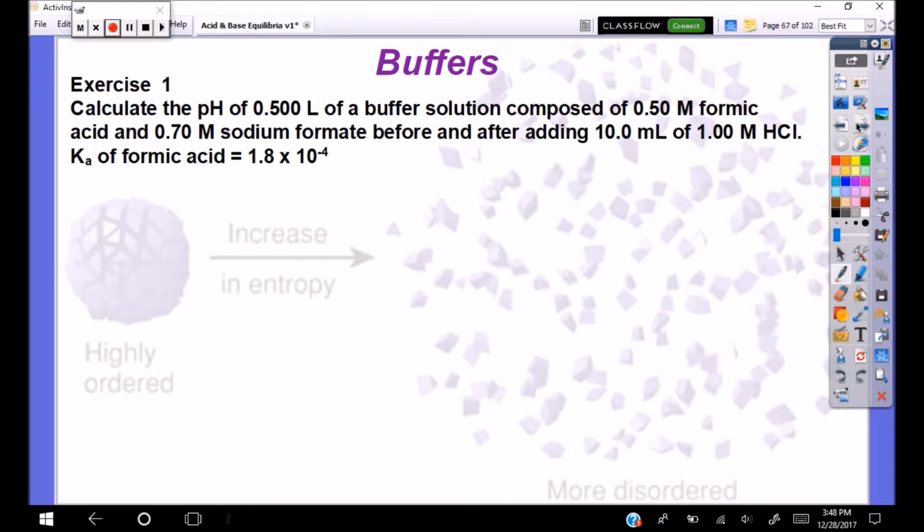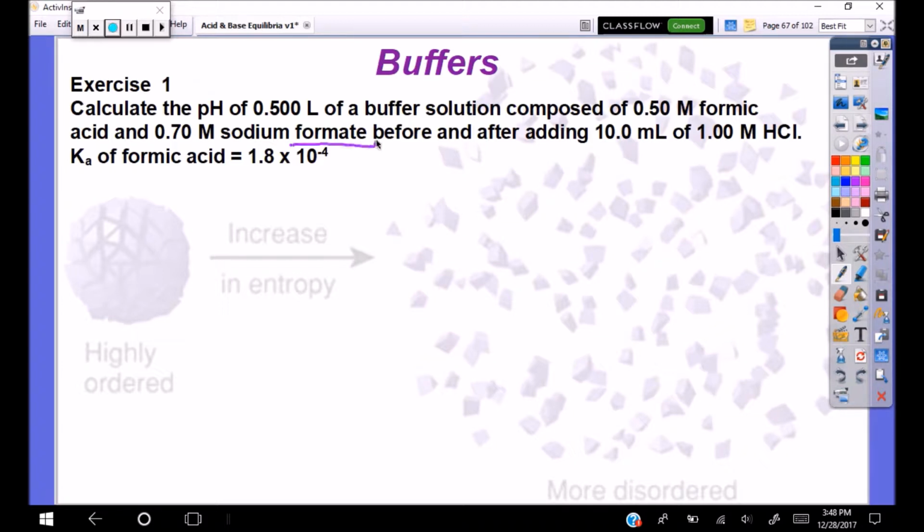All right, our first calculation. Calculate the pH of 0.5 liters of a buffer solution composed of 0.50 molar formic acid and 0.70 sodium formate before and after adding 10 milliliters of 1 molar hydrochloric acid. And they give us our Ka. Holy wow, this sounds confusing because there are so many numbers. It's really not that bad. So first, let's calculate the pH before.